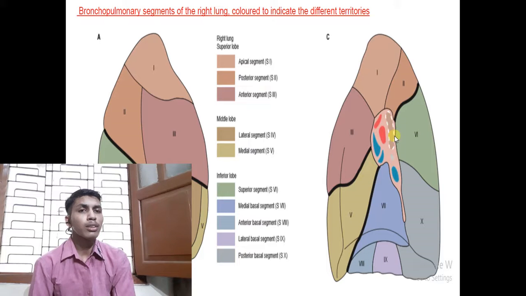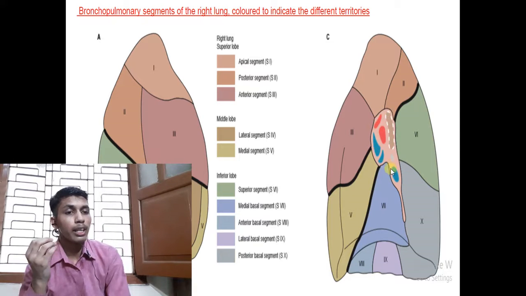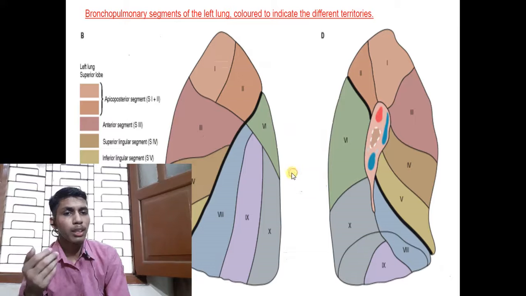The main characteristic feature we see in the medial aspect of the lung is the root of the lung or the hilum of the lung, whose contents and related structures, the various structures that pass through it, we have studied in the previous video on the root of the lung. And these segments are similar to this segment.